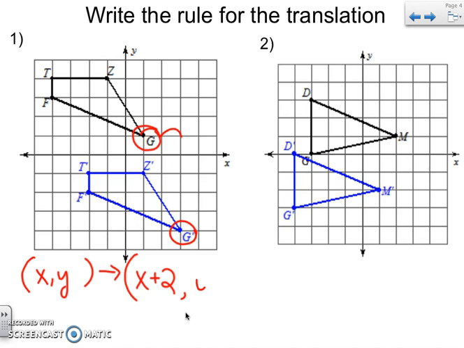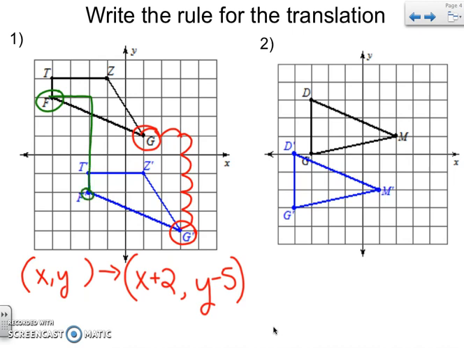Okay? So now I'm going to look at my y, which is whether it went up or down. Now I needed to move that point down 1, 2, 3, 4, 5. And since I went down 5, I would say y minus a 5. Okay? Now we could double check it with any other point we wanted to. So let's take a look at point F. So let's see if this rule that we wrote works. So can I go right 2 and down 1, 2, 3, 4, 5 and hit that?